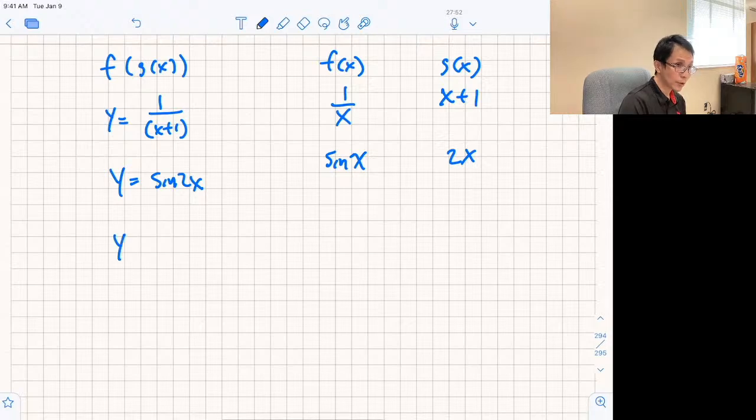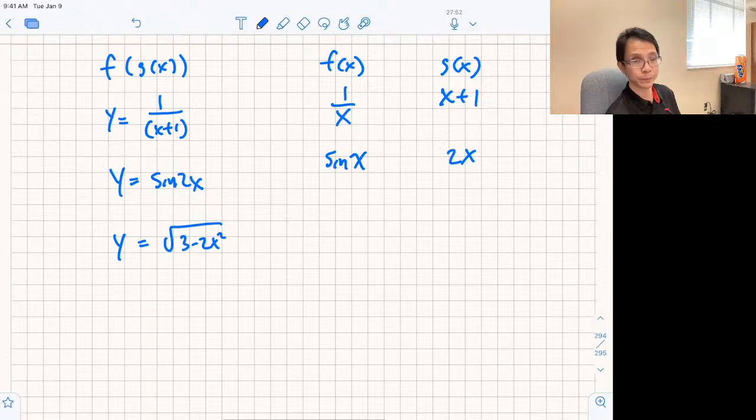Next one: y equals the square root of 3 minus 2x squared. What will be f of x and what will be g of x? We could have f of x be the square root of x, I think. And then g of x could equal 3 minus 2x squared. F of x is going to be the square root of x, yeah, and g of x could be 3 minus 2x squared. Does everybody agree with that?